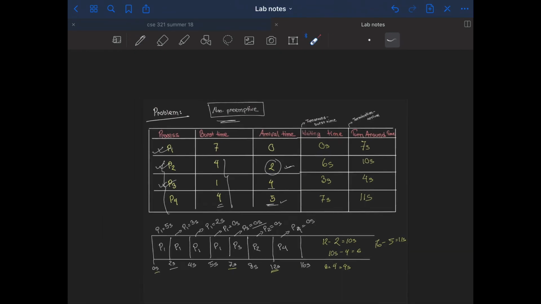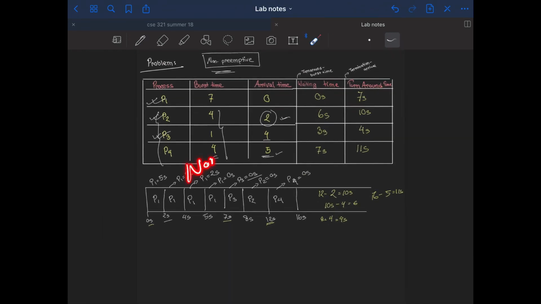So this is the non-preemptive version of shortest job first. And always remember, you never look into the remaining time, always the burst time, and always compare them. And that's about it for shortest job first.